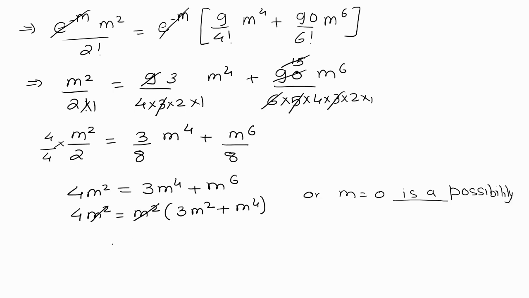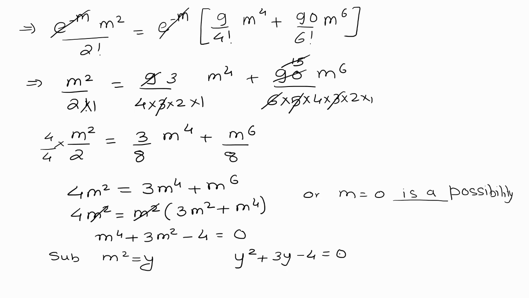Okay, now since m square has been cancelled throughout, I have this equation like m raised to 4 plus 3m square. Now 4 taken on the other side gives me minus 4 is equals to 0. Okay, what I will do is substitute m square is equals to some y. That means what will be my m raised to 4? This m raised to 4 will be my y square plus 3m square. M square is y. So 3y minus 4 is equals to 0. Now this is a quadratic equation in y.